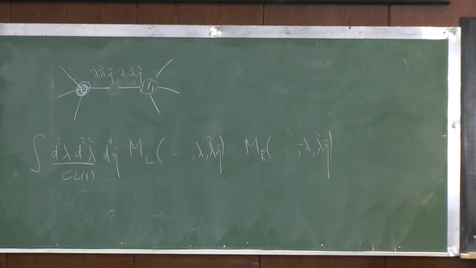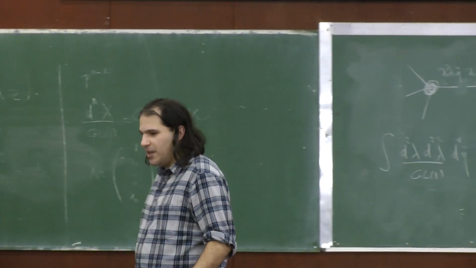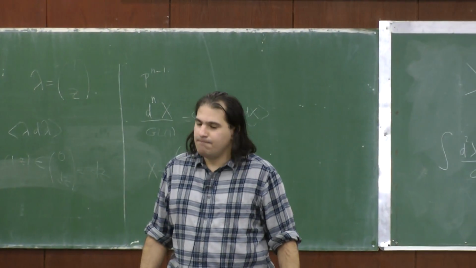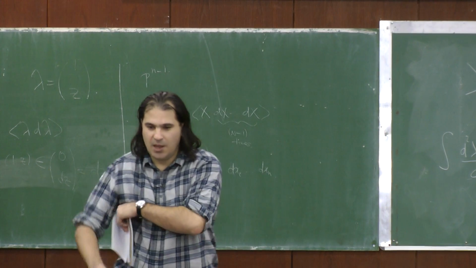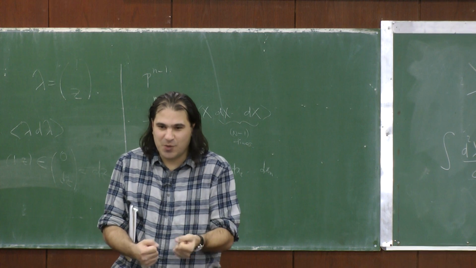There's no propagator. That's really crucial. There's no propagator here, no intermediate state. It had better not be a propagator, because that would give you an infinity: it would be 1 over p squared, and p squared is equal to 0.